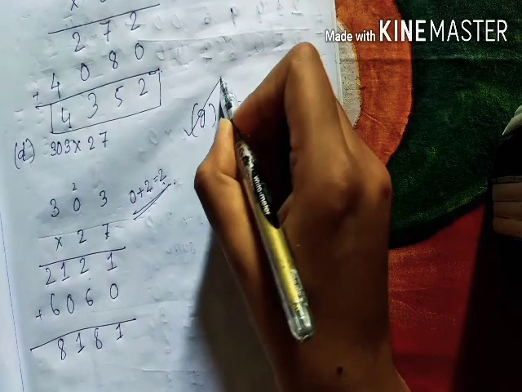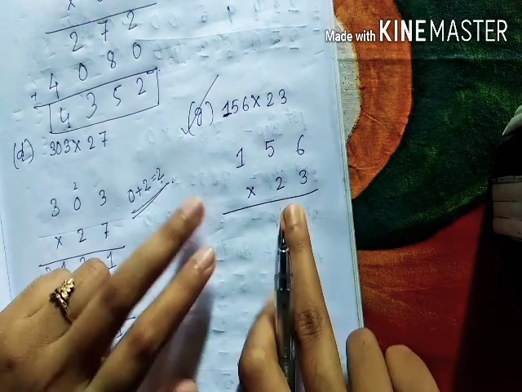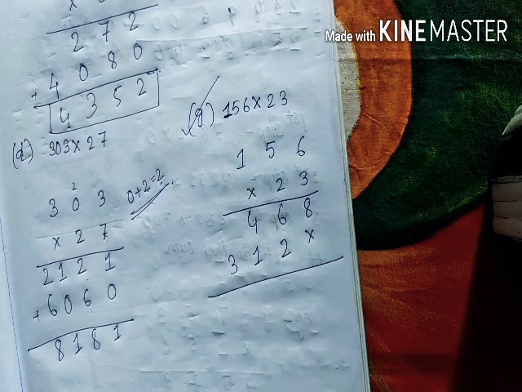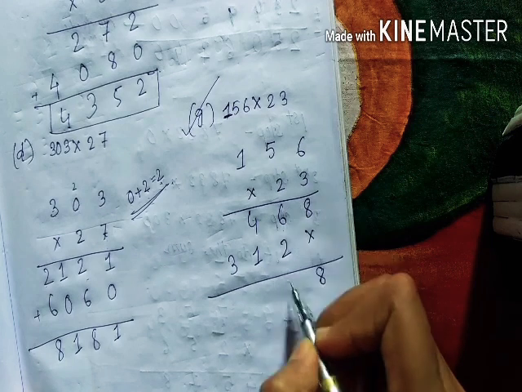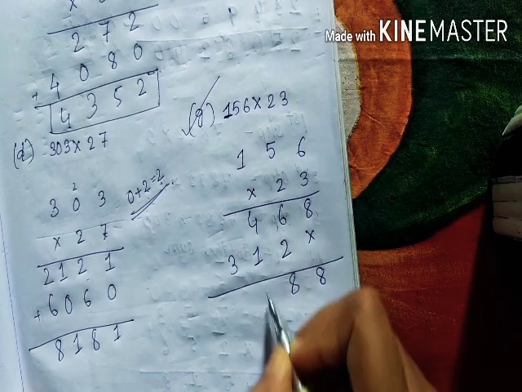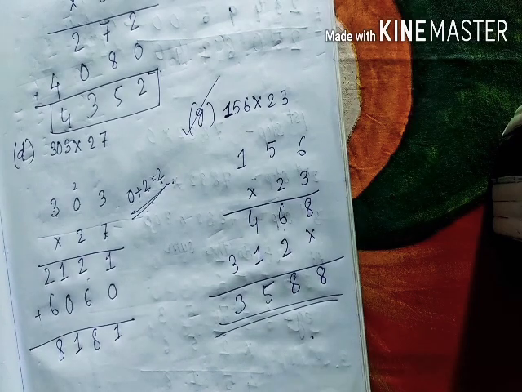Again I am solving for G number. So 156 into 23. So it is very easy. I think you can do it. So it will be like this. Okay, and then we have to add this 6, 7, 8, 4 plus 1, 5 and 3. Okay, so this is the answer.